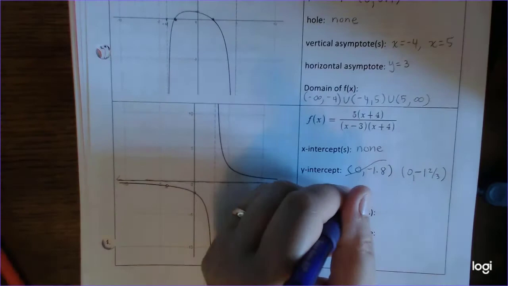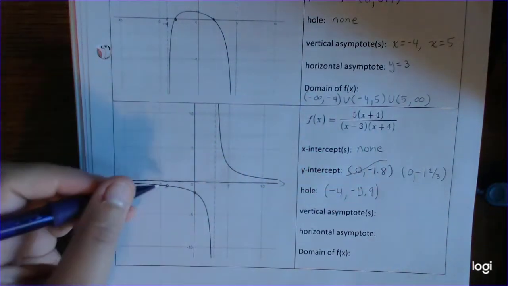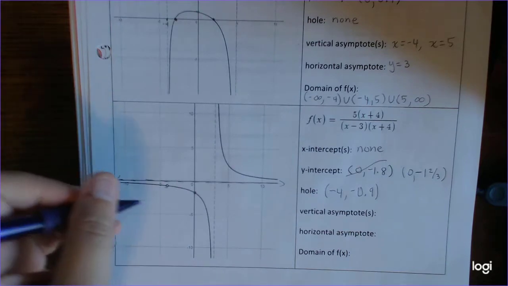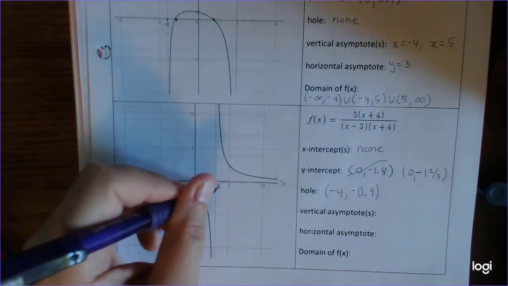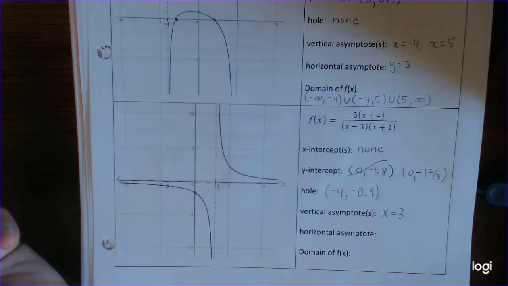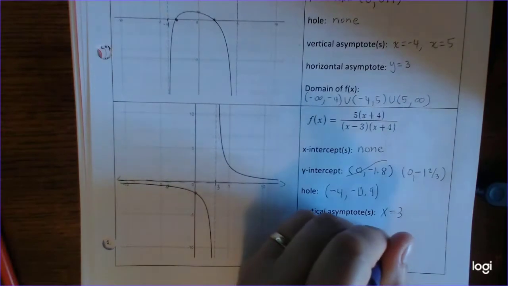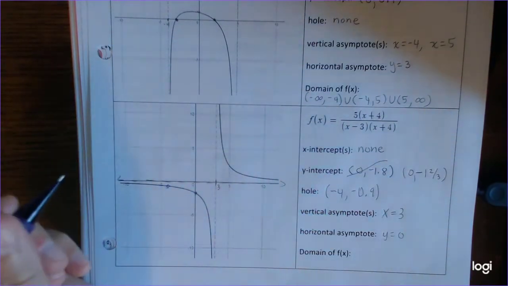I'm going to say negative 0.9 again. It's just a guess. We're looking at the graph. The vertical asymptote goes through when x is 3, so the vertical asymptote is x equals 3. The horizontal asymptote looks like it's the x-axis, so that's y equals 0.